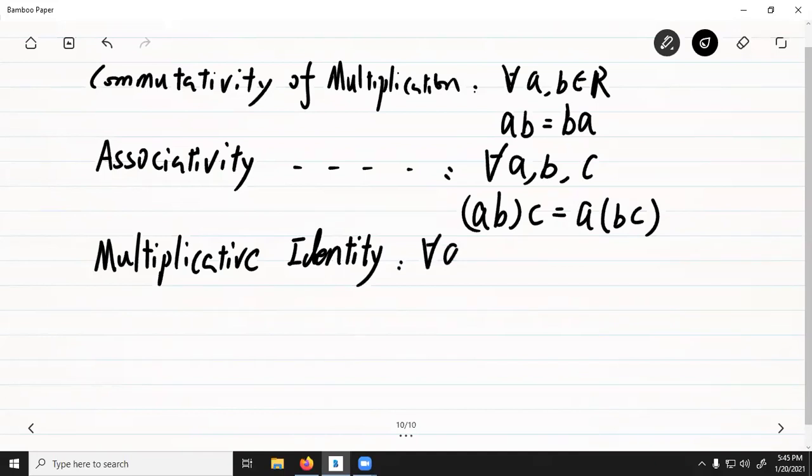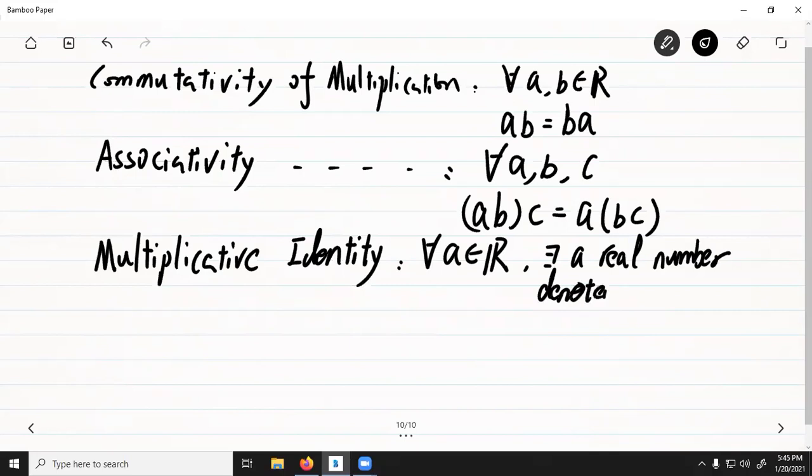So for any real number A, there exists a real number, which we denote by 1, such that A times 1 equals 1 times A equals A. It will not change the original number under this operation.